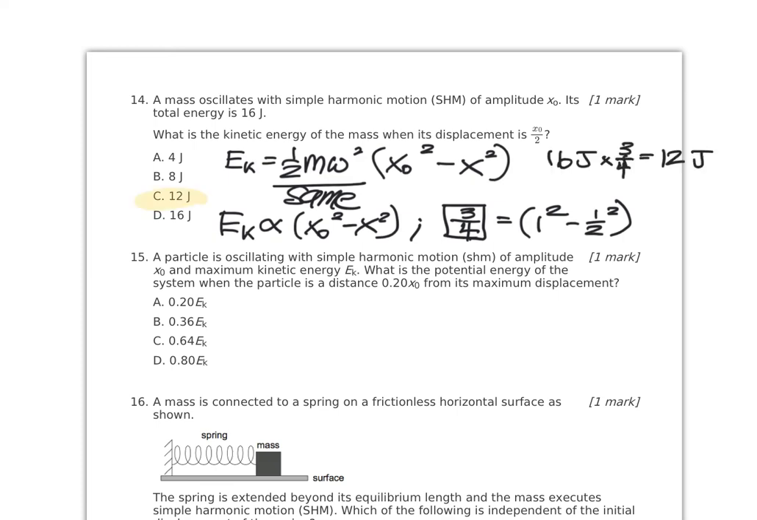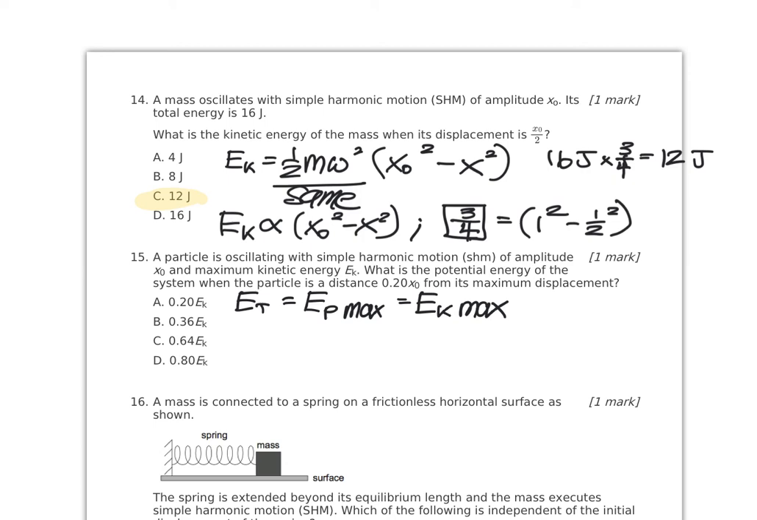Choice C. Looks like 15 is a similar question to 14. It says we have simple harmonic motion with amplitude x naught. It says the maximum kinetic energy is EK. Well, assuming that this is a system that is not losing energy, the maximum kinetic energy will be the maximum potential energy, which will be the total energy of the system. So when it says that the system's maximum kinetic energy is EK, that is really saying that the total energy of the system is EK.